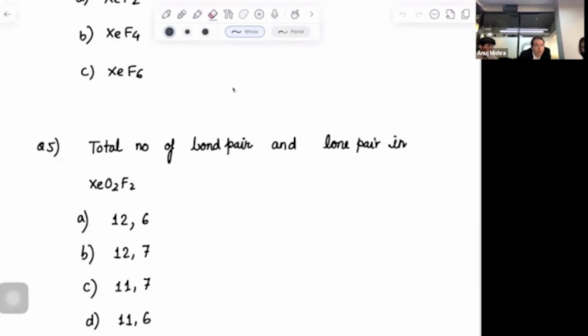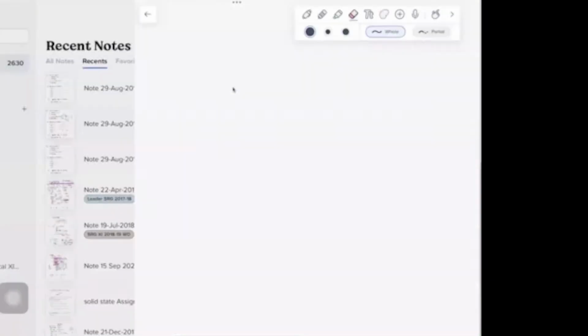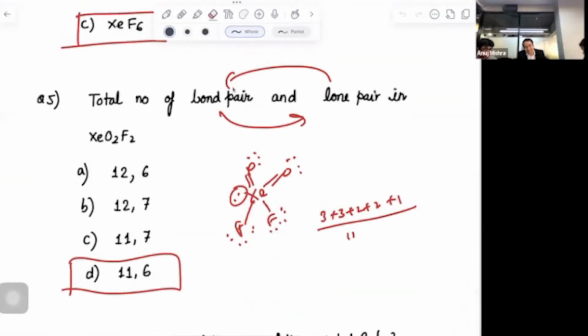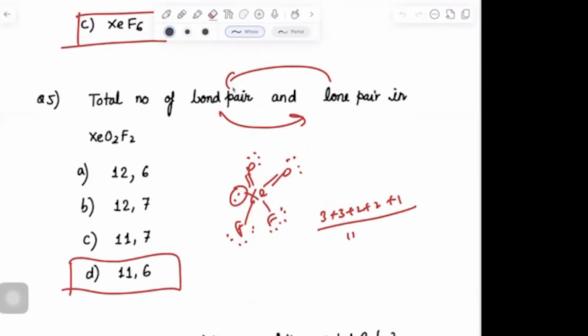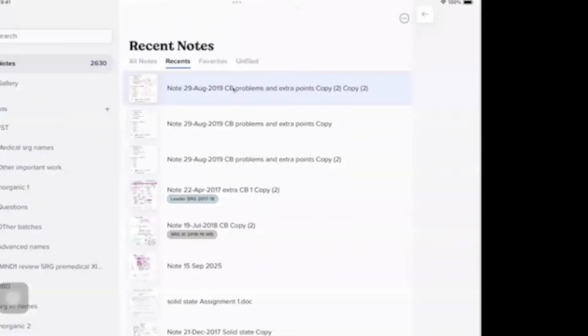How many bond pairs did you get? 6. 6. Okay. Shyam, your answer? Sir, I had put 11 and 7. Yeah, the answer is 11 and 6. Okay. Check it. Is it clear? Simple questions. Is it clear? The answer is 11 and 6. Shyam, is it clear now? Oh, yeah, I got it right.